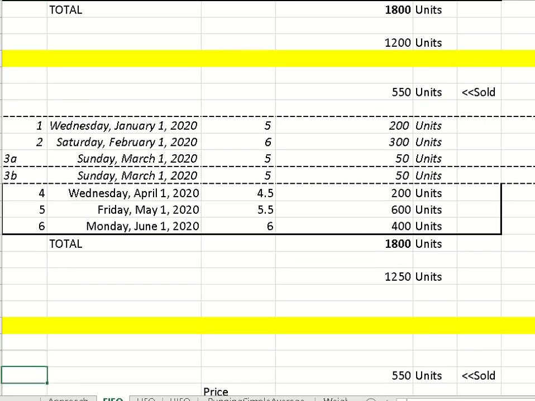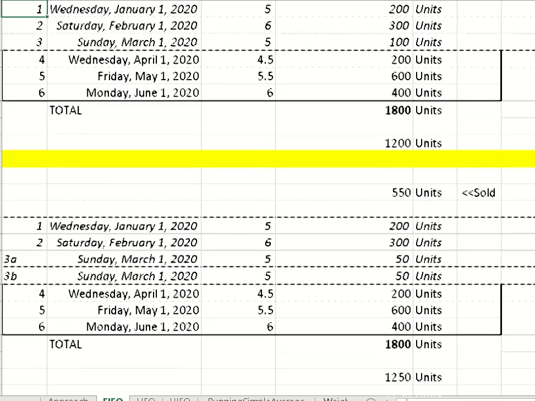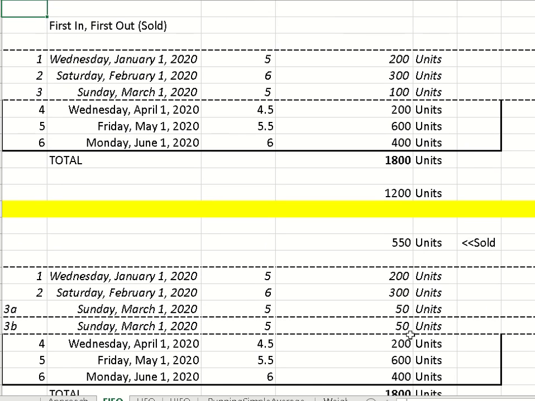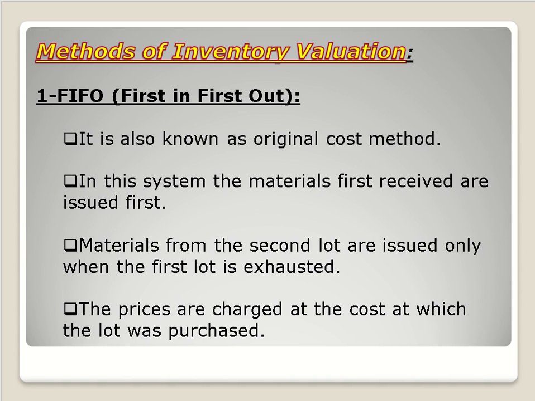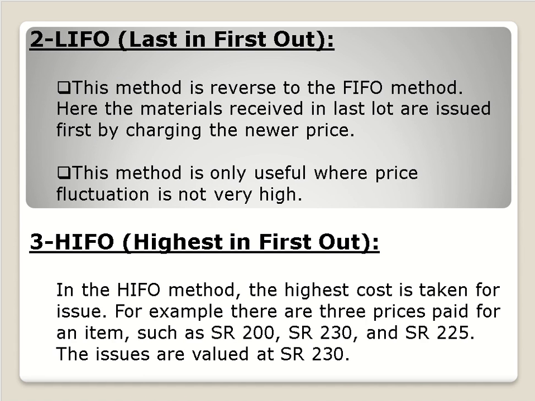Okay, so that is the FIFO approach. We will take up the second approach, the LIFO. The LIFO method is the reverse of FIFO. Here, the materials received in the last lot are issued first by charging the newer price. This method is very useful where price fluctuation is not very high, when prices are stable.